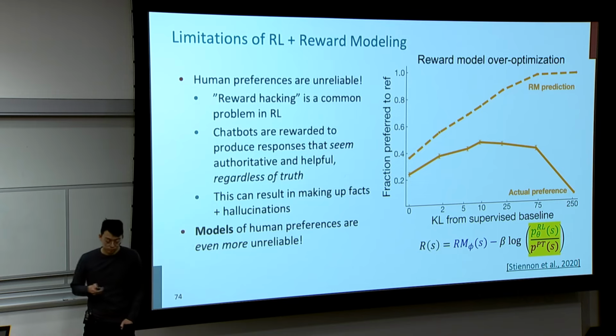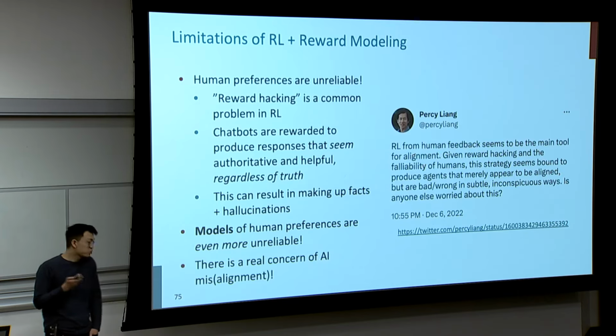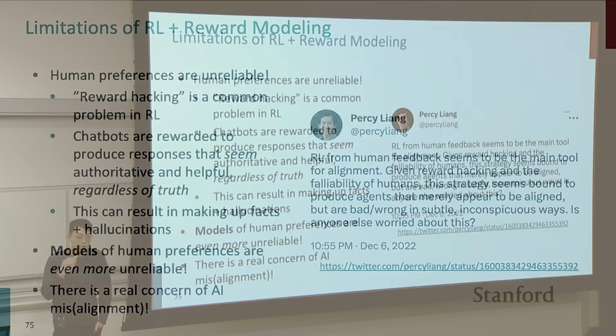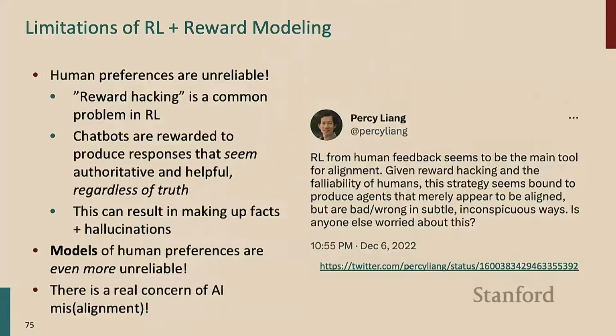Any questions about this? So there's this real concern of, I think people are calling the AI alignment problem. I'll let Percy Liang talk about this. He tweeted that the main tool that we have for alignment is RLHF, but reward hacking happens a lot. Humans are not very good supervisors of rewards. So this strategy is probably going to result in agents that seem like they're doing the right thing, but they're wrong in subtle and conspicuous ways. And I think we're already seeing examples of that in the current generation of chatbots.